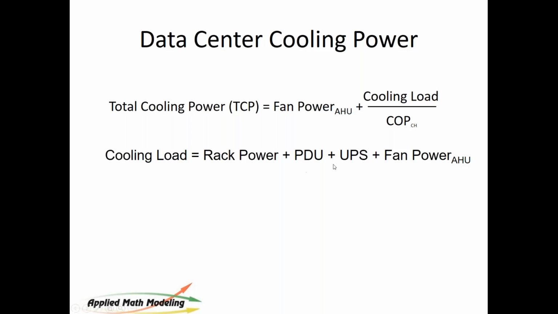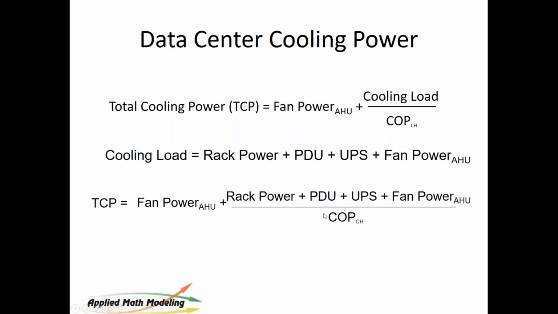UPSs, same way. What's the heat load on the UPS? Not what can it handle for load, but what is its inefficiency effectively, the thermal load. And then, of course, fan power. Because remember, you pay for fans twice in a room. You pay once to put the heat in, to put the energy in to twirl them, and then that goes to heat and has to be pumped back out. So that's the cooling load. And so the total cooling power is the energy required to spin the fans on the AHU plus the energy required by the chiller to get all that heat back out of the room.